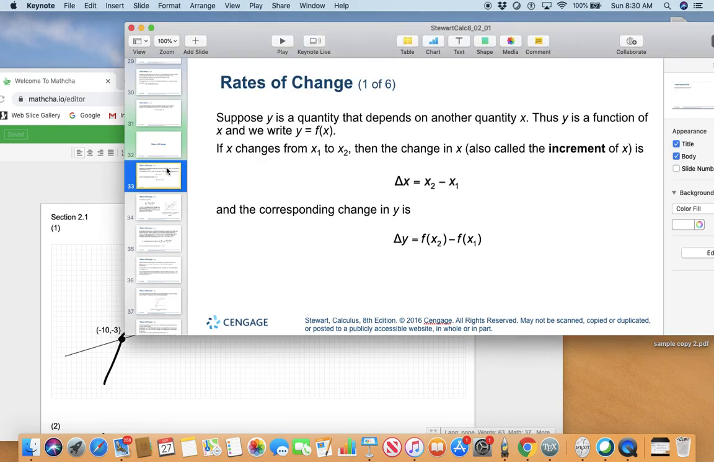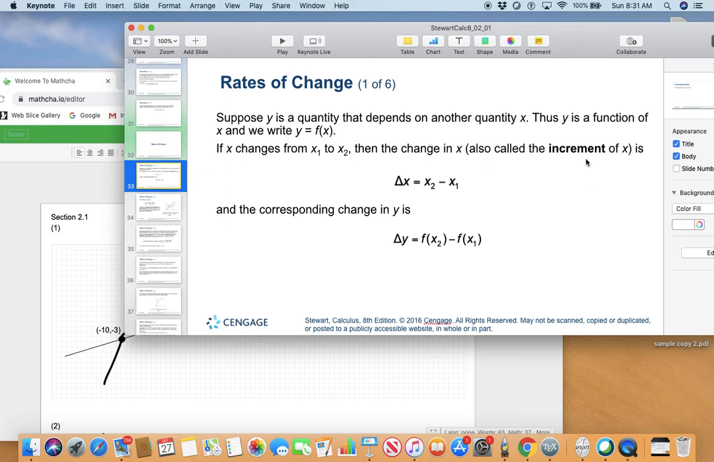Rates of change. Suppose y is a quantity that depends on another quantity, x. Thus y is a function of x, and we write y equals f of x, f being the rule that x is subjected to find y. If x changes from x1 to x2, then the change in x, also called the increment of x, delta x, is x2 minus x1. And the corresponding change in y, delta y, is f(x2) minus f(x1).